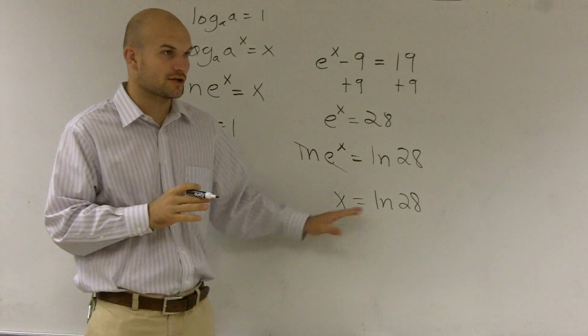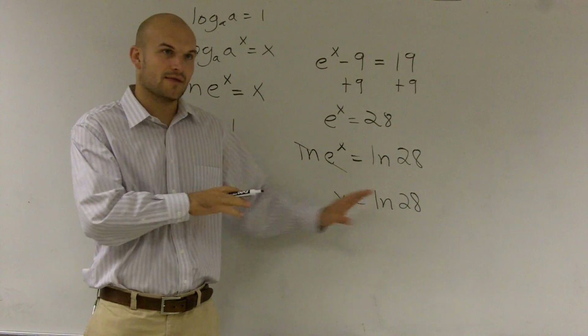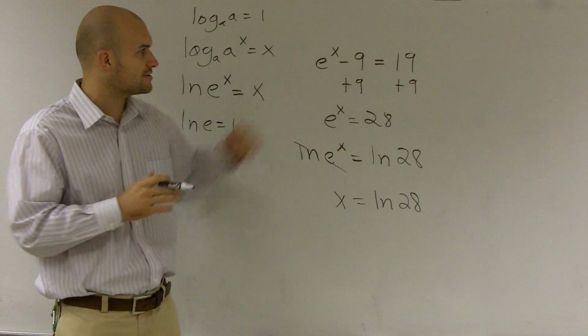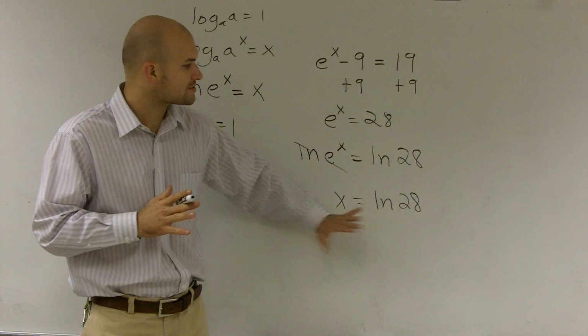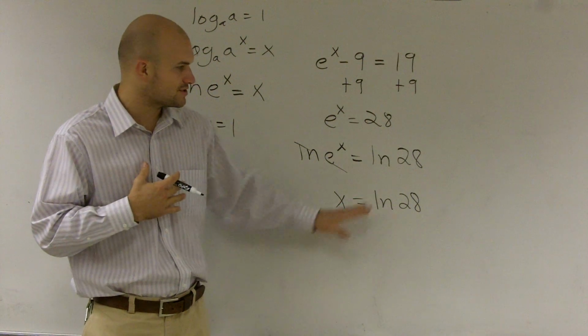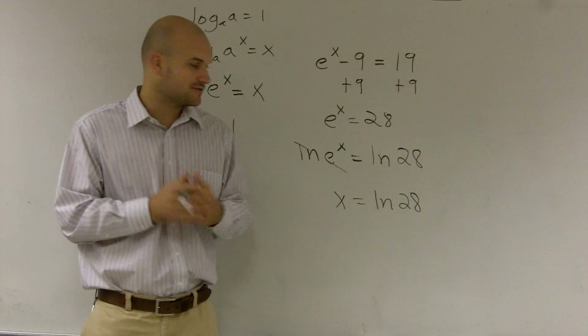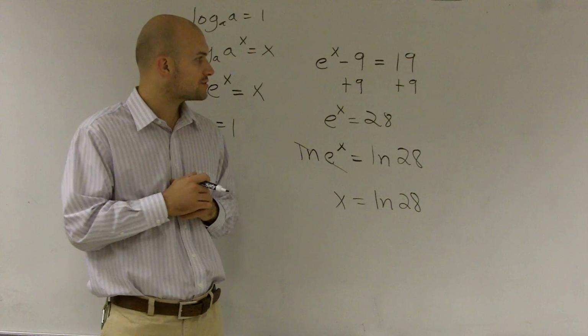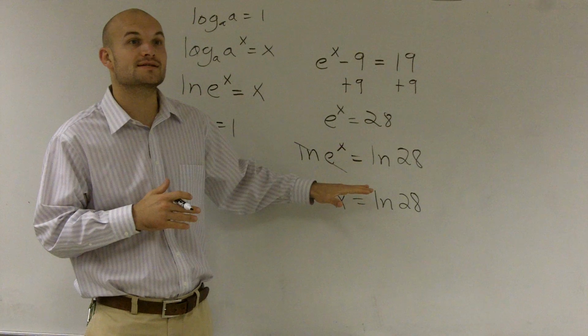Like I said, you can go ahead and approximate the solution, and then go ahead and test that answer to make sure it's correct. But for right now, I'm just going to worry about you guys understanding the answer. So you can just type in your calculator ln of 28 to find your approximate solution. But pretty much isolate and solve.